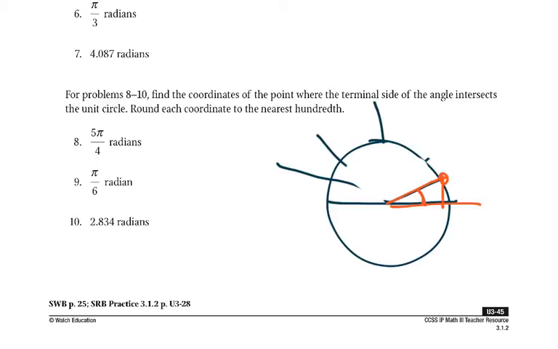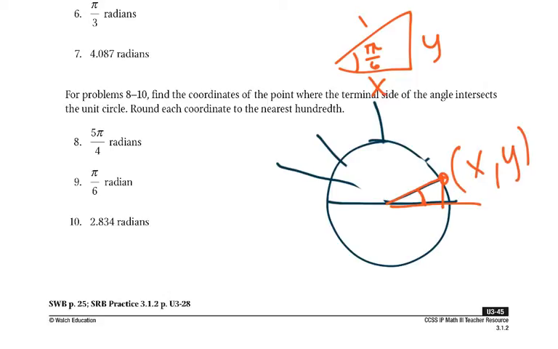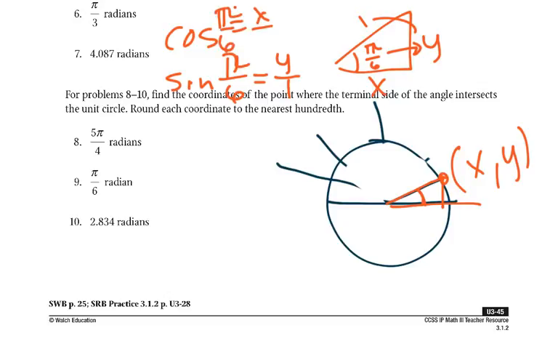There's my point. So once again, it makes a right triangle with x here, y here, my angle of pi over 6 here, and a radius of 1. To find that point, that's the x and the y. So the opposite over the hypotenuse, the sine of pi over 6, would equal y over 1, and the cosine of pi over 6 would equal x over 1.